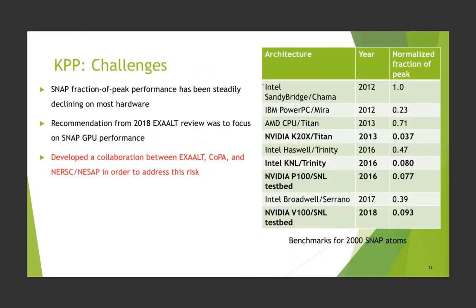Okay, so we also benchmarked the SNAP potential on other hardware. Something that was very concerning to us is that on CPUs, the fraction of peak performance has steadily been going down. If you look at the table on the right, we're taking Intel Sandy Bridge as the baseline. And if you compare the fraction of peak on the CPUs between Haswell and Broadwell, it's going down.